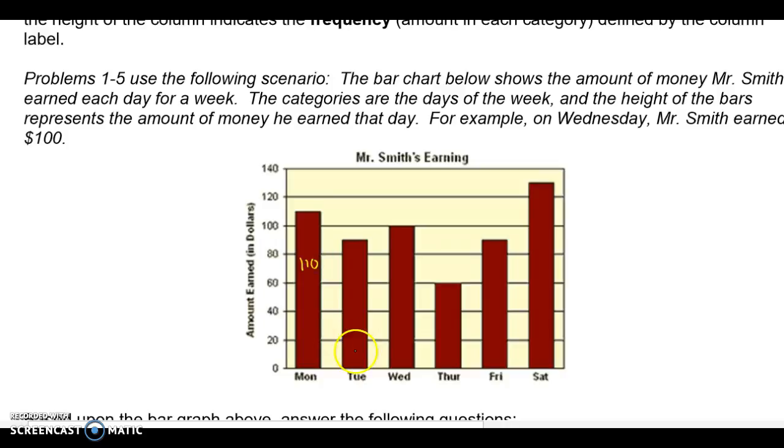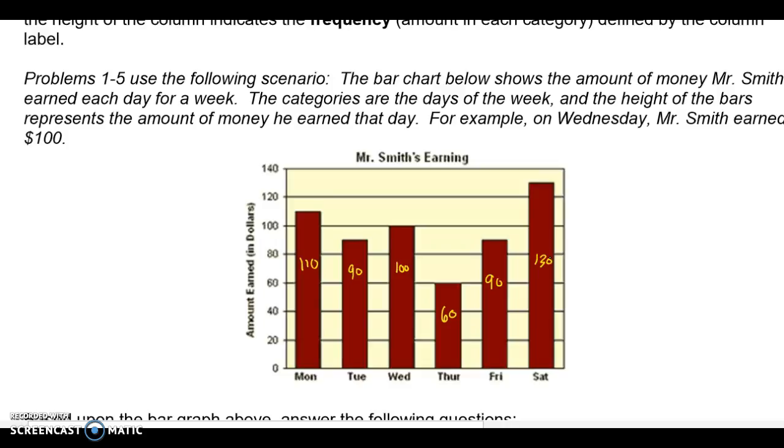Same thing with Tuesday, so it looks between 80 and 100. Let's call it 90. Wednesday looks pretty nice. It's actually right on 100. Thursday is 60. And Friday looks like 90. And Saturday is 130. So now that I have those numbers, it can make answering the questions a little bit easier.